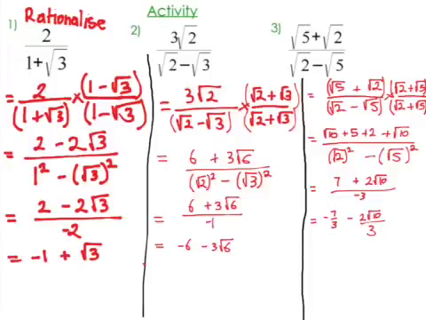So how do you think you went with addition, multiplication, and division involving surds?